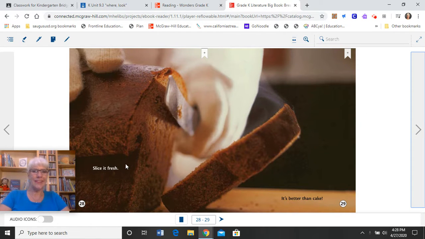So here he is slicing it fresh. He says, it's better than cake. Do you agree? Thumbs up or thumbs down? Or do you not know because maybe you haven't had fresh bread?